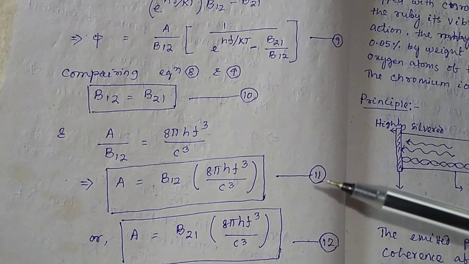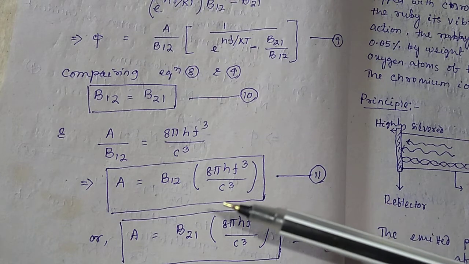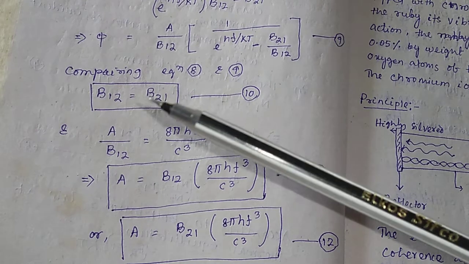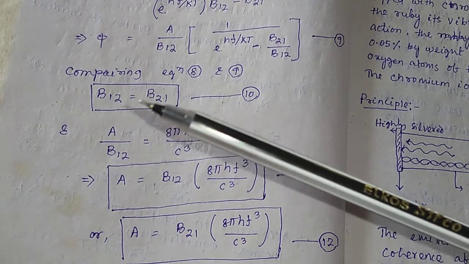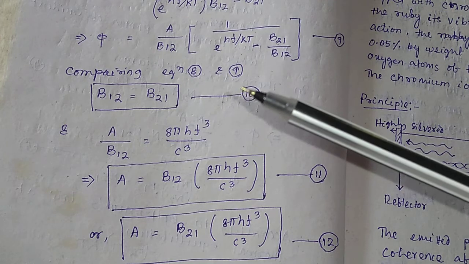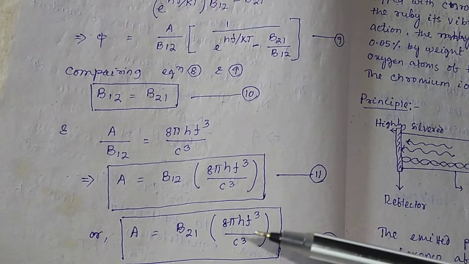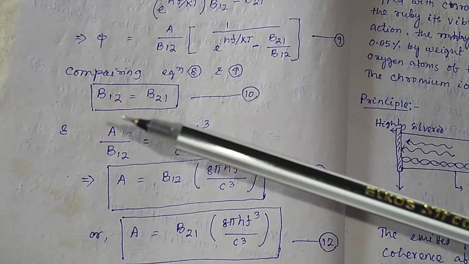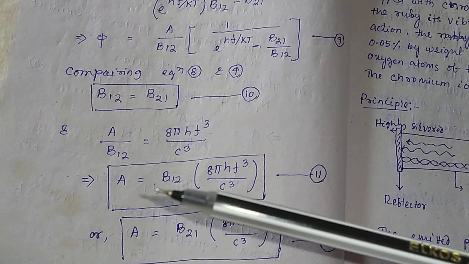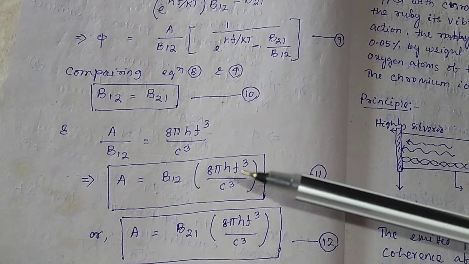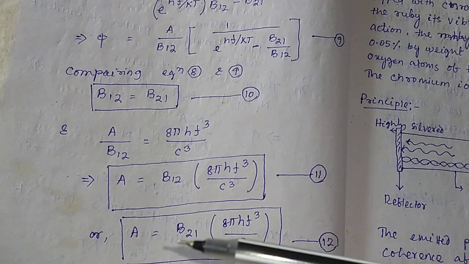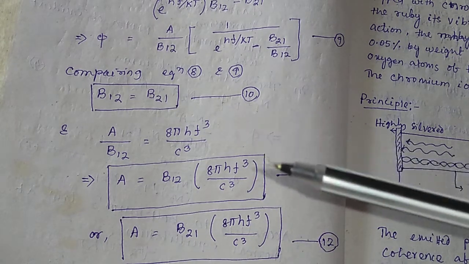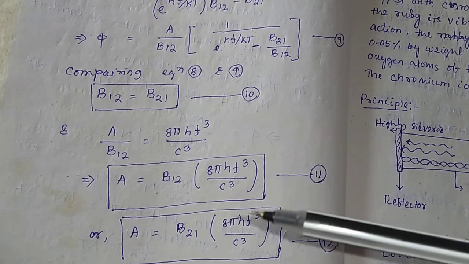So you have three equations now relating A, B12 and B21. In equation 10 you have a relation between B12 and B21. Remember these equations: B12 is equal to B21, another A equal to B12 into 8 pi h f cubed divided by c cubed, and another A equal to B21 into 8 pi h f cubed divided by c cubed. These three equations 10, 11 and 12 are called Einstein's equations.